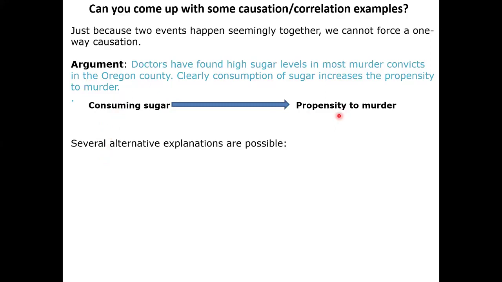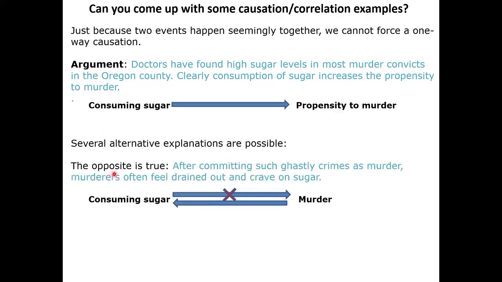And again, what do we have to do? Challenge this causal relationship. So how do we challenge it? Well, one good way to challenge it would be this option, which says after committing such ghastly crimes as murder, murderers often feel drained out and crave sugar. Which means sugar was not the reason why they murdered. Murder was the reason why they crave sugar.